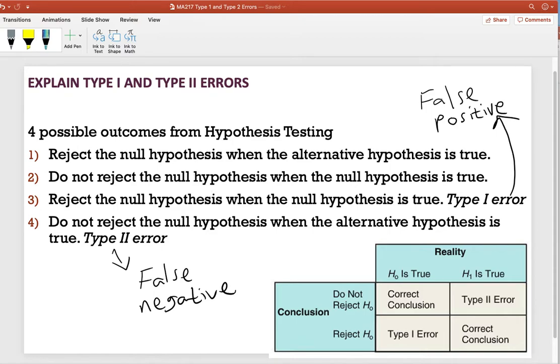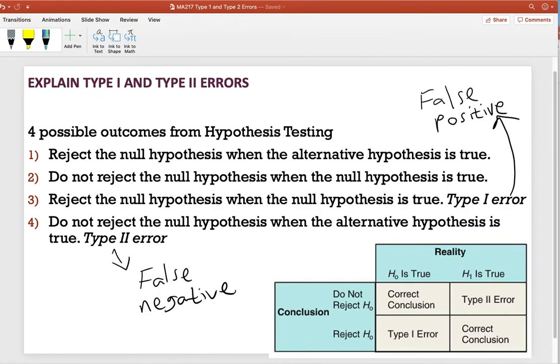The second one being, do not reject the null hypothesis when the null hypothesis is true. Again, we don't want to reject the null hypothesis if the population shows it being true. So that's also another one of those correct conclusions.